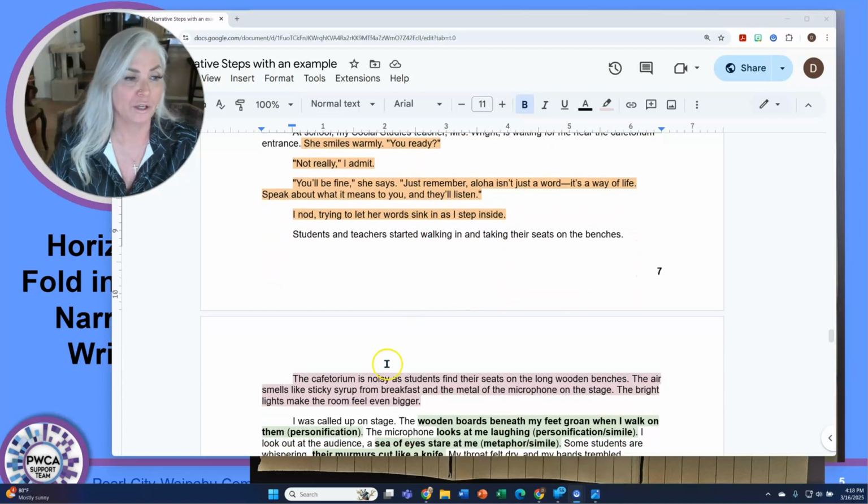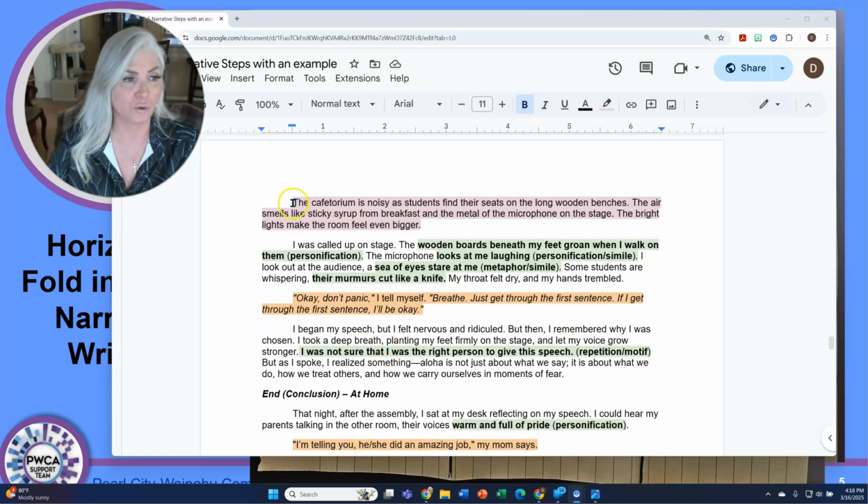And then once we're in the cafeteria, right, the cafetorium is noisy as students find their seats on the long wooden benches. The air smells like sticky syrup from breakfast and the metal of the microphone on the stage. The bright lights make the room feel even bigger.